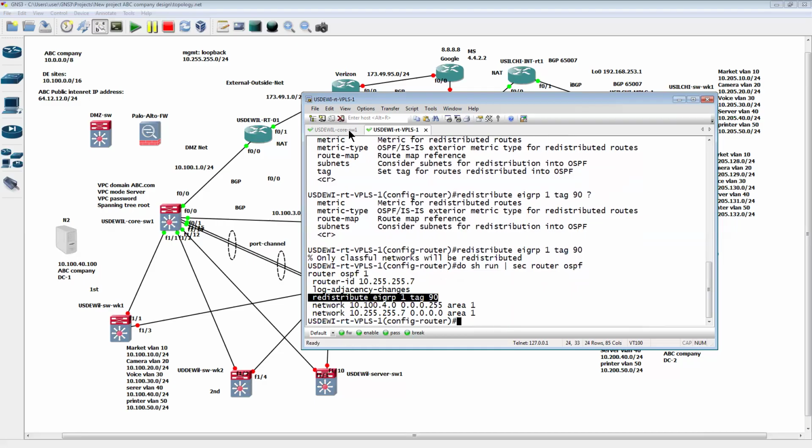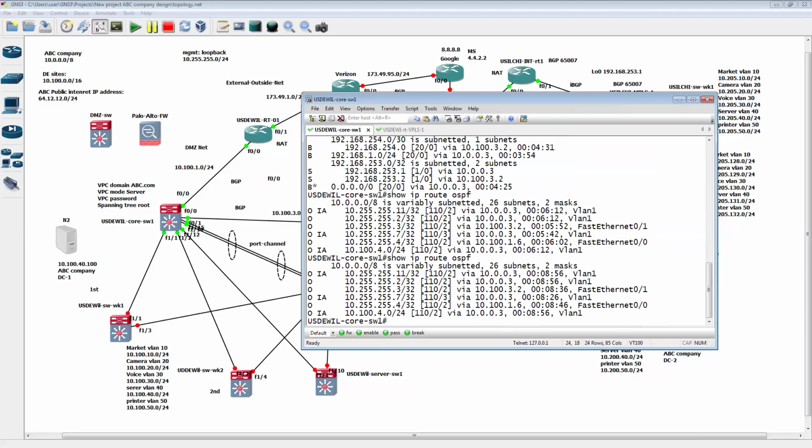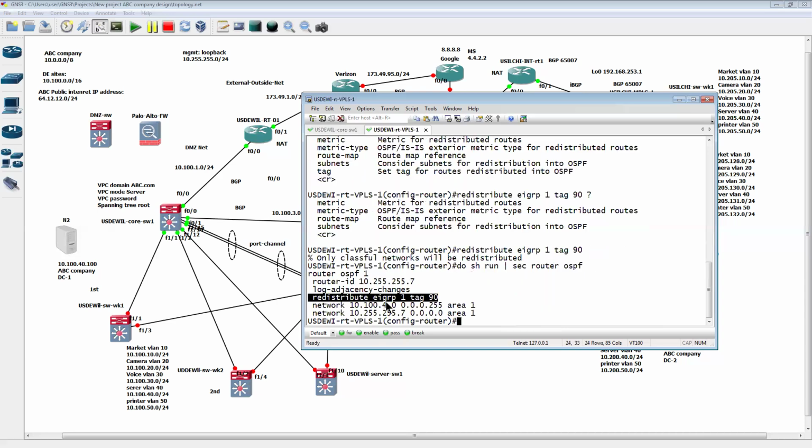But then when we show again, we don't see anything like external for the loopback 8.9. So why? It's just because of this command, this warning in here. So what does this mean? You have to understand what this classful network is.